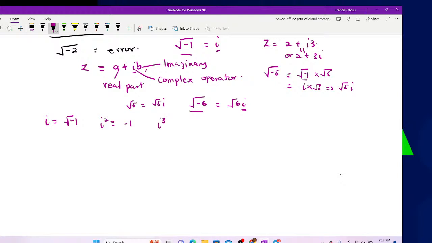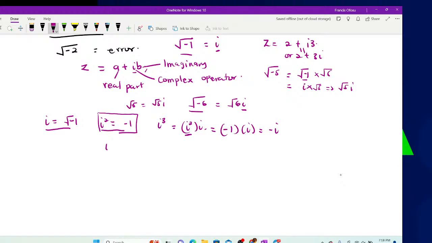What if I have i cubed? i cubed is simply equal to i squared multiplying i, right? From the complex operator's symbol here, i is always equal to the square root of -1, and i squared is always equal to -1. We use this as a fundamental to express any power of i for simpler expression. So i cubed, I break it down to i squared times i. I know i squared is equal to negative 1, multiplying i, and this is equal to negative i, right?